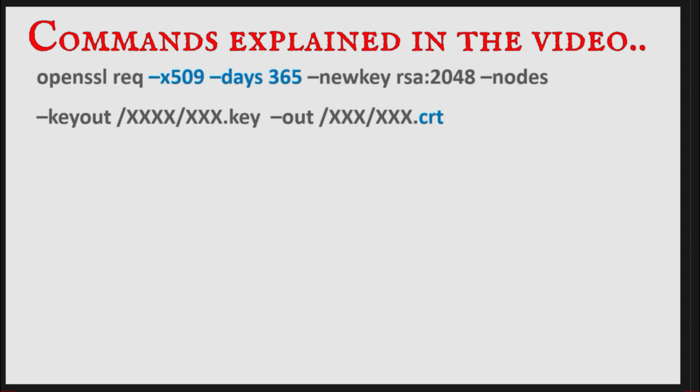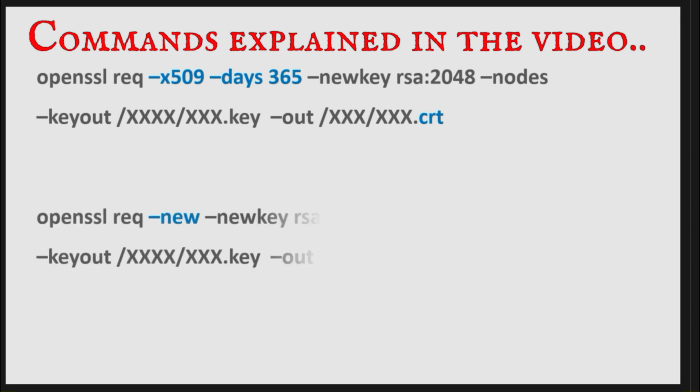In case you are going to raise a certificate request so that you can send this request to an external party or external authority and then generate a certificate, you will follow this method. Instead of these options, you will type -new and then everything else remains the same. Output will be a CSR.